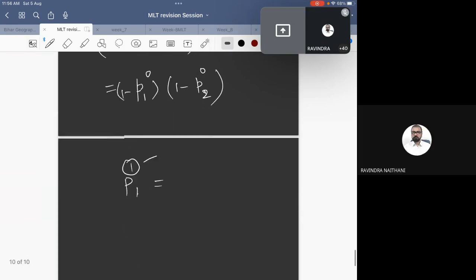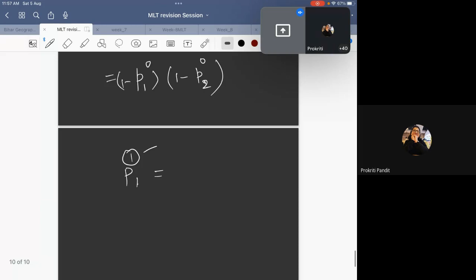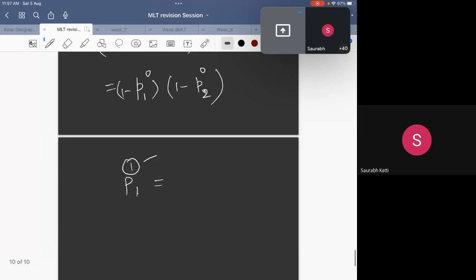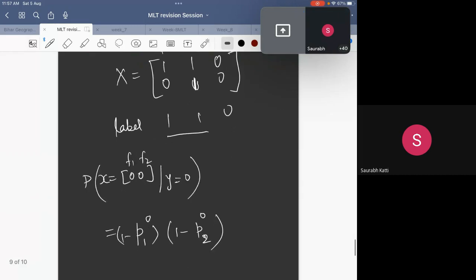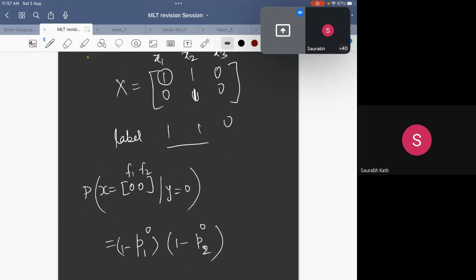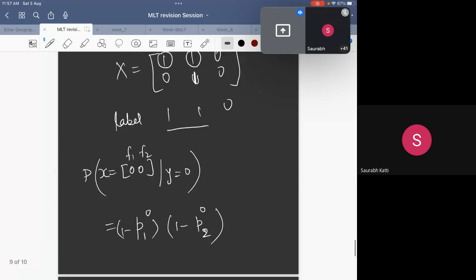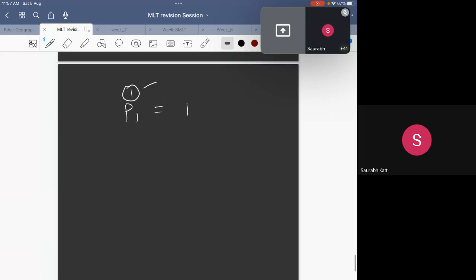So go inside that label 1. How many values are there with label 1? These are the two values, right? Now you need to check whether feature 1 is 1. For this example x1, feature 1 is 1. For the second data point also, feature 1 is 1. So in all the cases where the label is 1, you calculate the fraction in which feature 1 is 1. In all the cases feature 1 is 1, that means 100%, so this is 1. Correct?